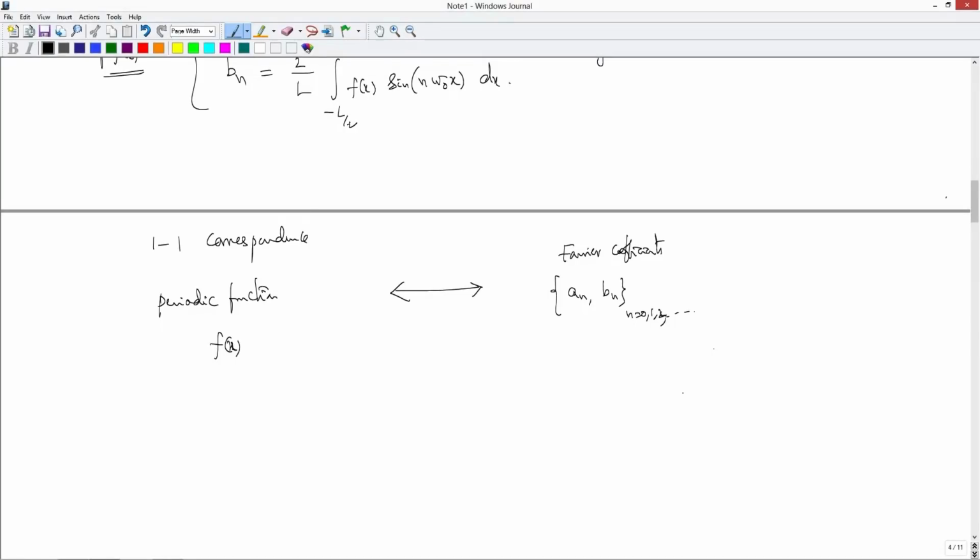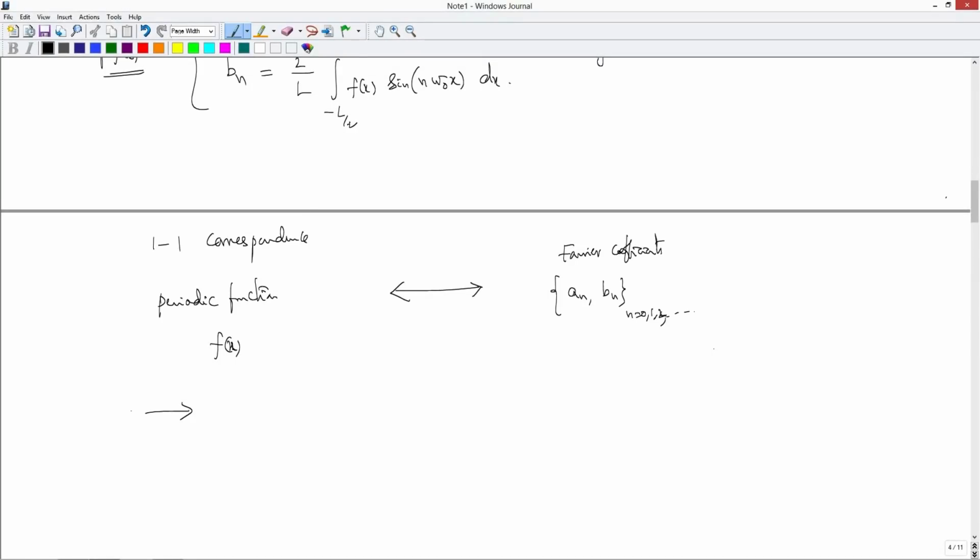So, that is a Fourier series. Your transformation is from the periodic function: you define Fourier coefficients as your Fourier transform, and the inverse transform is this. If you are given these discrete frequencies, you should be able to reconstruct your signal f of x. So, that is the Fourier series.